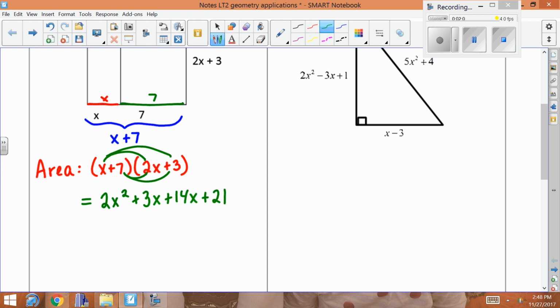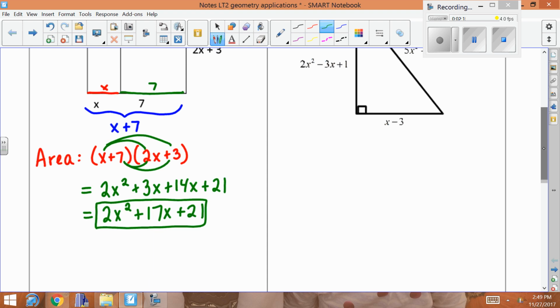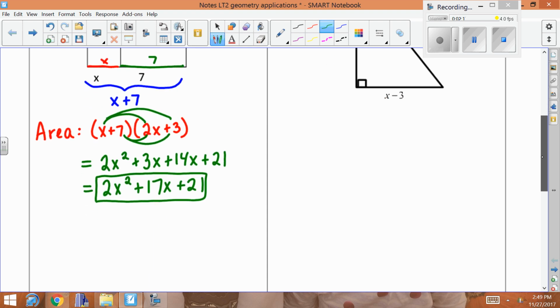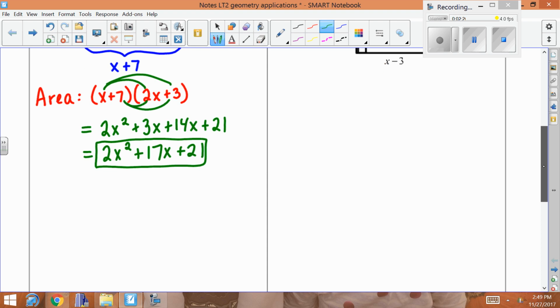Go nice and slow so you don't make any mistakes with your adding and subtracting. I tend to do that, and you're multiplying and everything. Then combine your like terms together. We get the 2x squared plus 17x plus 21, and we just found our area. Again, nothing else we can do. We're not solving for x. We're just trying to find the area of the rectangle.